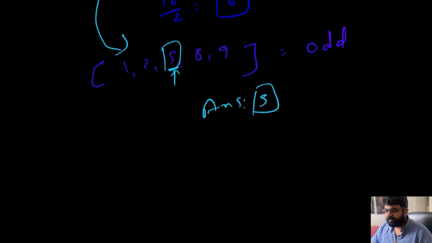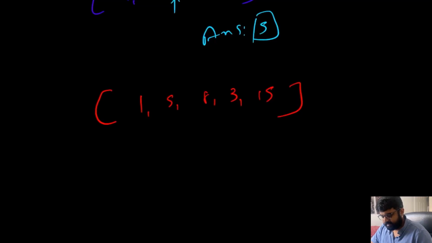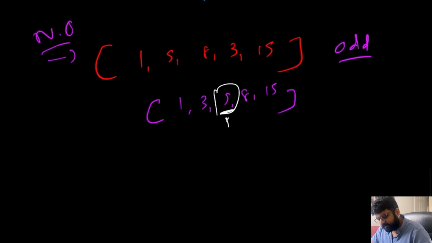Now let's take it one notch more complicated. What would be the median in this case? Since this is an odd count, we know that we need to find the middle value, but in this case, the list is not in order. So first we will have to put this in order. That is going to be 1, 3, 5, 8 and 15. And now, since it is easy to calculate the middle value, it is going to be 5. So this would be another scenario.